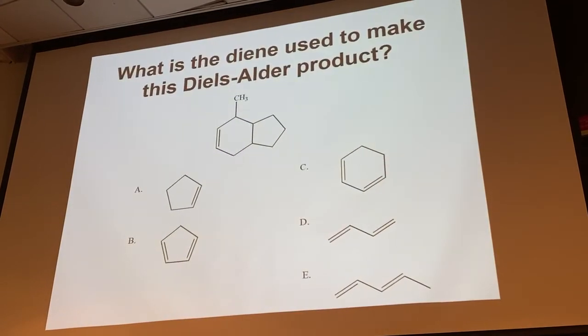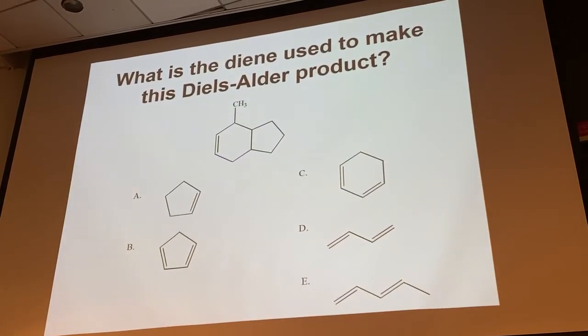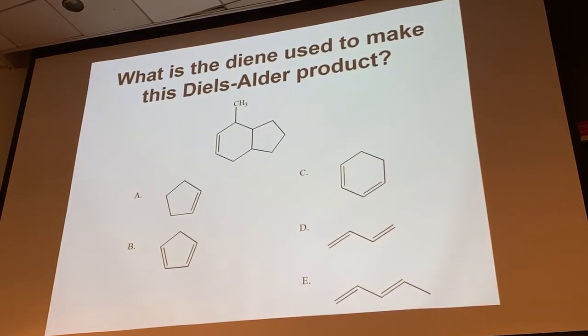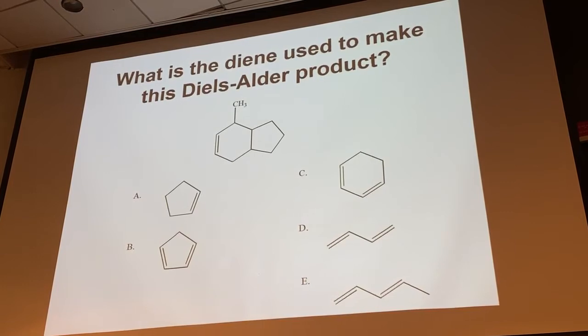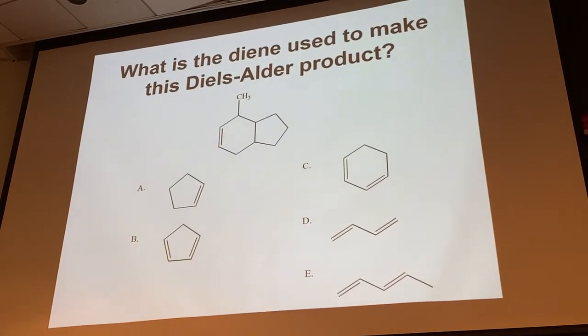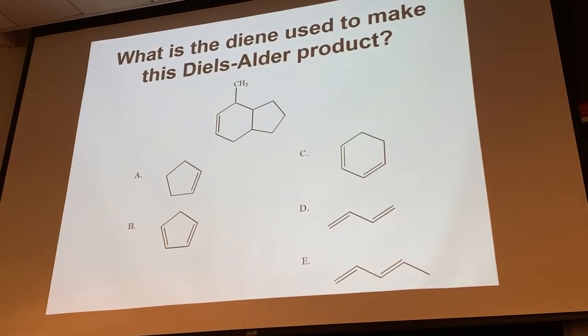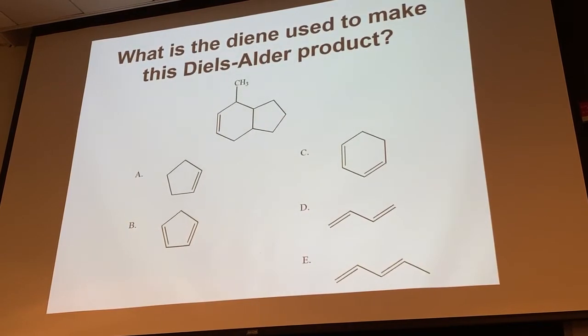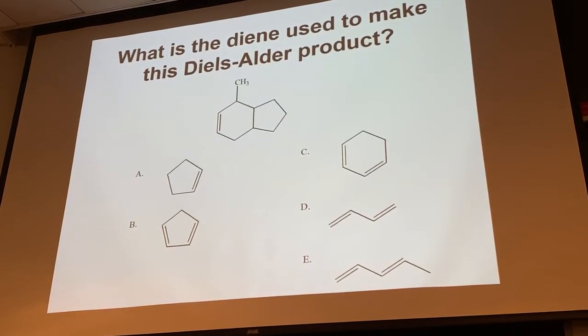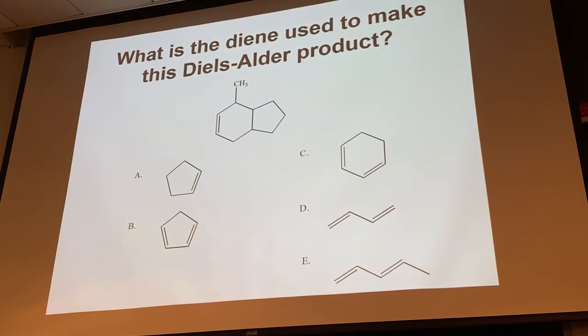So we have an iClicker question. Of course, since you're not in class, this is just for practice. So you can pause the video and ask yourself what diene would be used to make this Diels-Alder product. And once you've solved it, unpause the video, and then we'll discuss the answer.